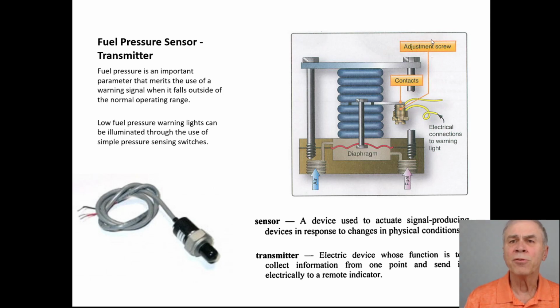And there's an adjustment screw that goes on to that. It, in effect, transmits that signal through the electrical connections to the warning light. In this case, it wouldn't have to be calibrated or anything, because the contacts are closed, the light goes on.